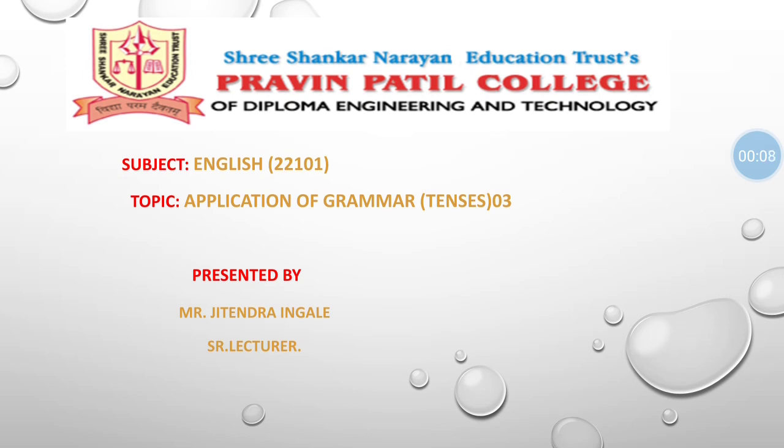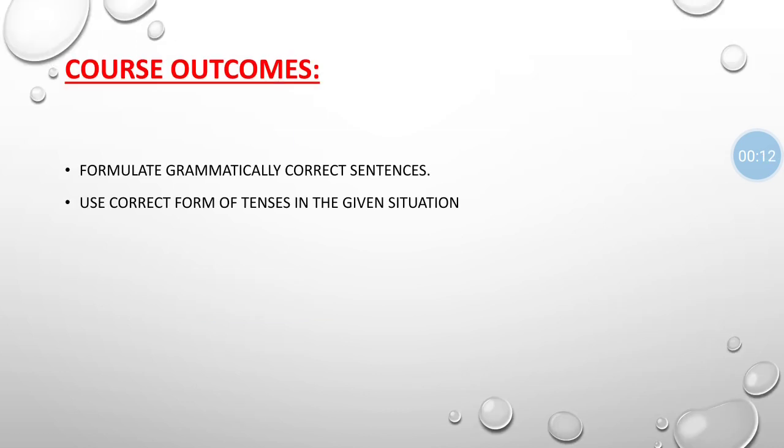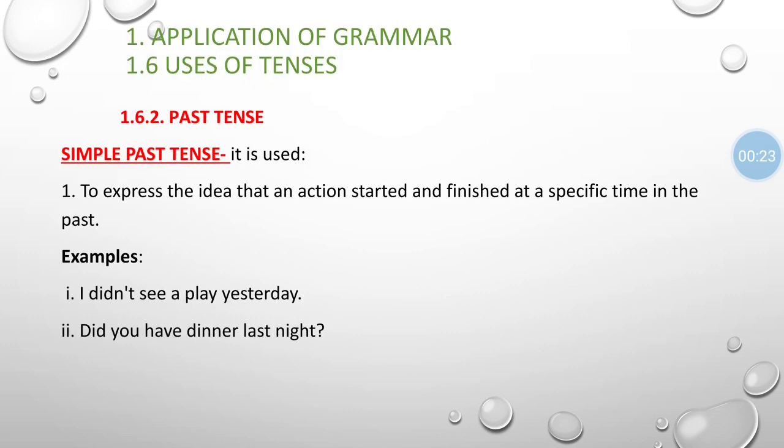Our today's topic is application of grammar tense. Course outcome: student formulate grammatically correct sentences. Student use correct form of the tense in the given situation. These are the learning outcomes student will achieve after watching this video.